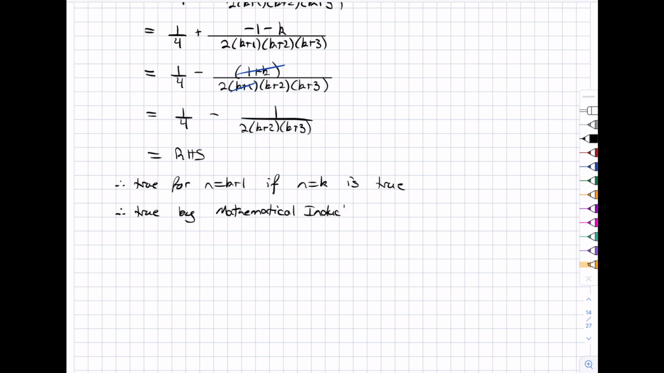And you would want to state for what values it's true: for n greater than or equal to 1. Okay, and that's the end of our induction, end of part C.